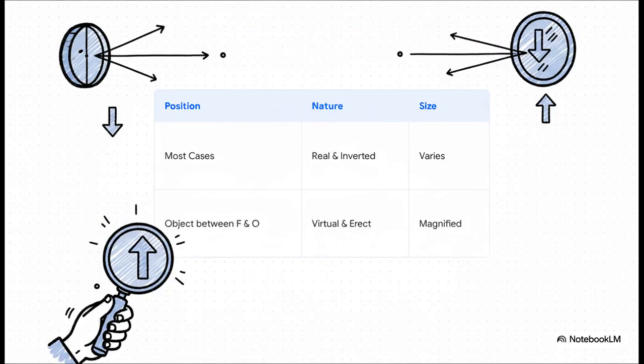And because a convex lens acts like a concave mirror, the way it forms images follows the exact same pattern. For most object positions, you're going to get a real, inverted image. And yep, you guessed it. It also has that one special case. Place an object super close, and you get a magnified, virtual, and upright image. That's exactly how a magnifying glass works.